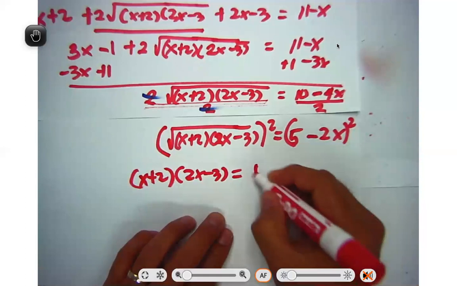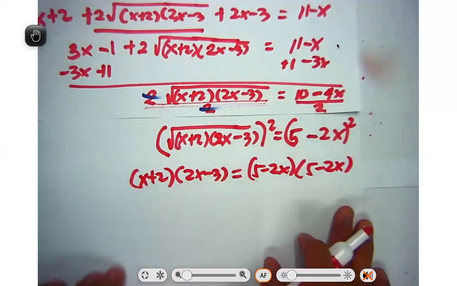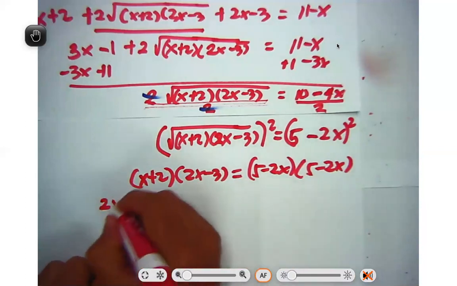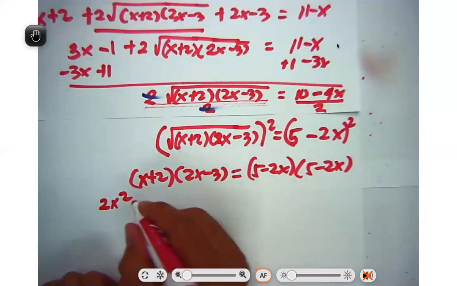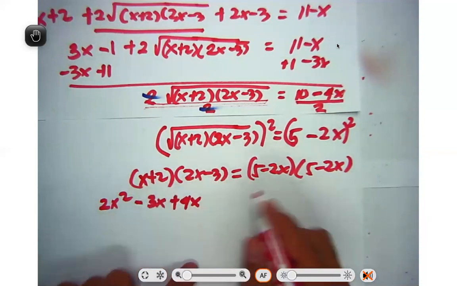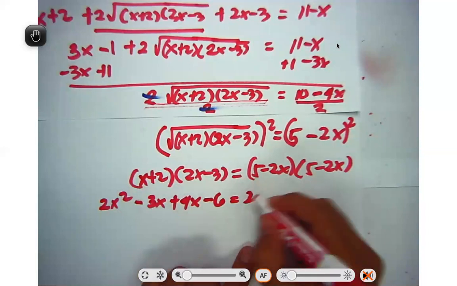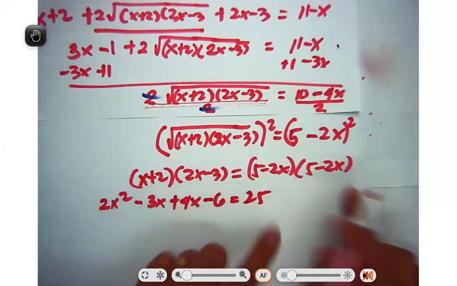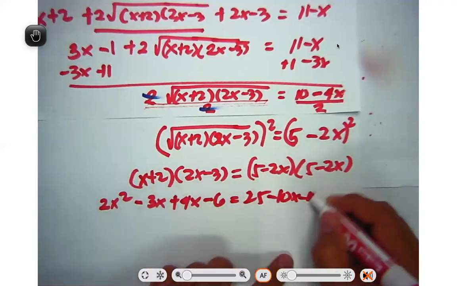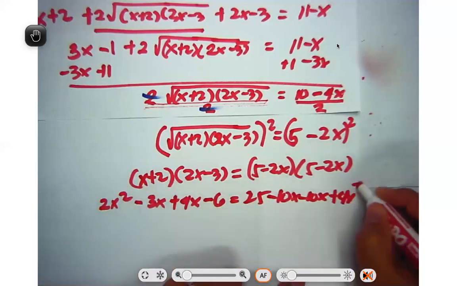And expand this, and we FOIL it later on. Oh, we FOIL both sides. FOIL. X times 2x, 2x squared. X times negative 3, negative 3x. 2 times 2x, 4x. 2 times negative 3, negative 6. Then same thing here. 5 times 5, 25. 5 times negative 2x, negative 10x, and negative 2x times 5, negative 10x, negative 2x times negative 2x, positive 4x squared.